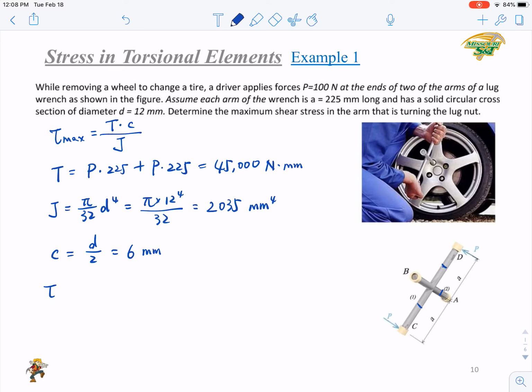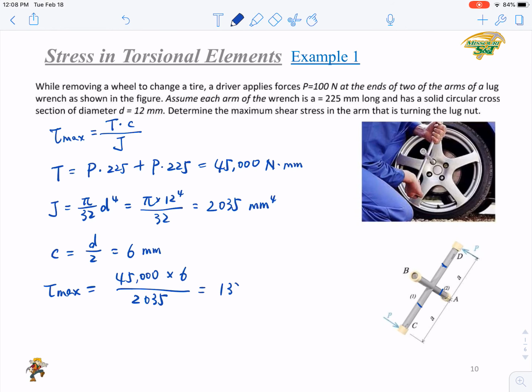Then the tau max can be calculated directly by 45,000 times 6 over 2035. You get 122.7 MPa. Okay, here you just need to directly use this equation, but you need to identify the correct values of different parameters like T, C, and J.